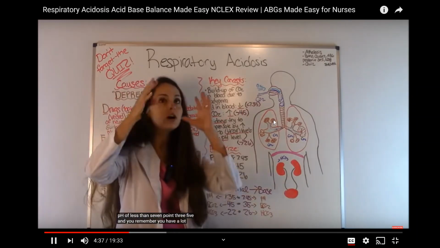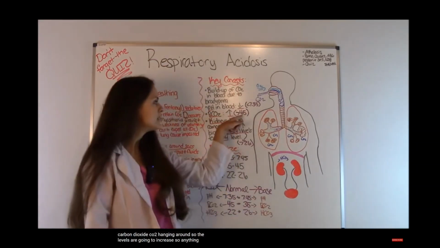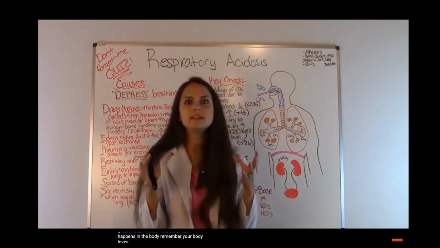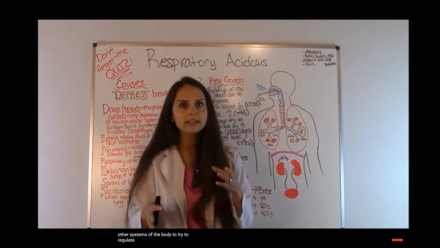And you remember, you have a lot of carbon dioxide, CO2, hanging around. So the levels are going to increase. So anything greater than 45. Now, whenever this happens in the body, remember your body loves homeostasis. It loves to keep everything nice and equal. So it'll use other systems of the body to try to regulate this out.